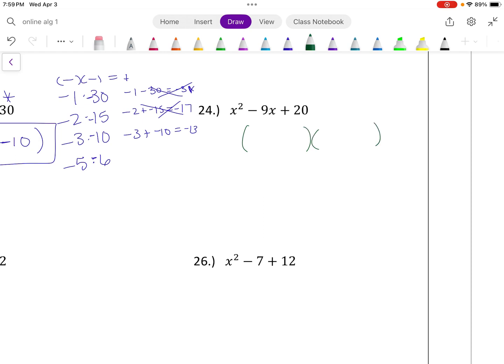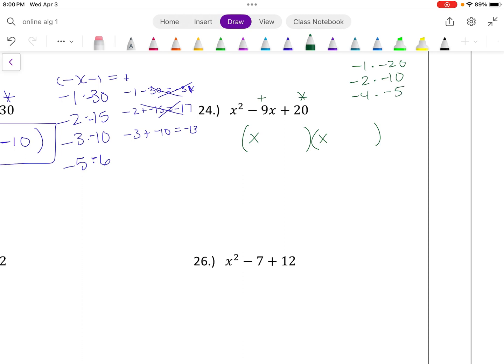Well, again, the only way to get x squared is if I have x times x. If I'm thinking about 20, okay, I see that I'm multiplying to be a positive, I'm adding to be a negative, so I need to have a negative times a negative. That's the only way that I can multiply to have a positive number and add to have a negative number. So I could do negative 1 and negative 20. I could do negative 2 and negative 10. Let's see. 3 doesn't go into it. I could do negative 4 times negative 5, or negative 5 times negative 4. So those are my options.